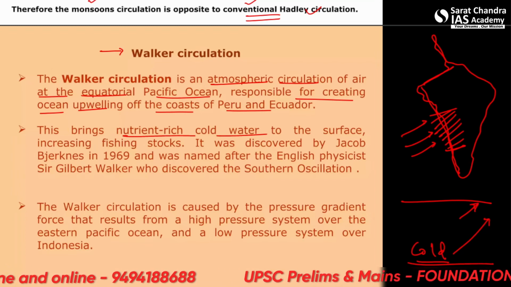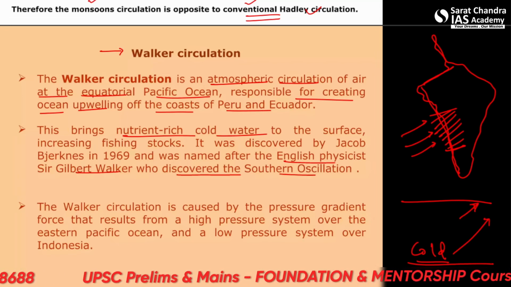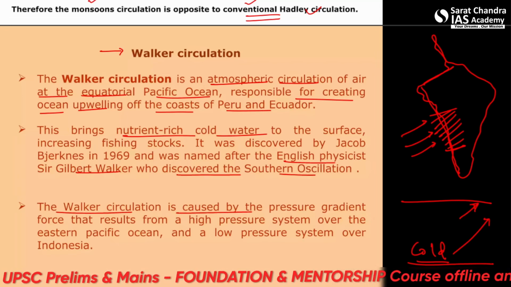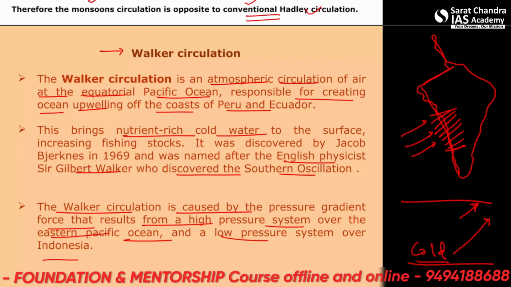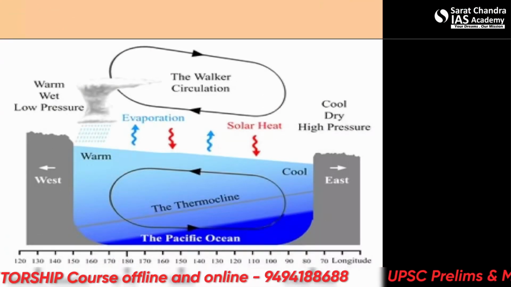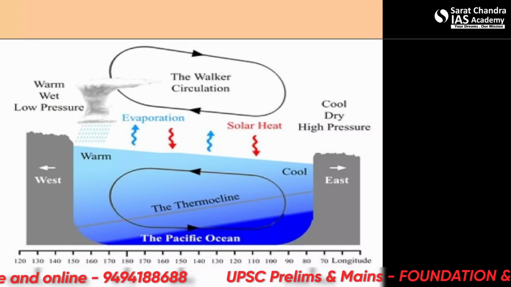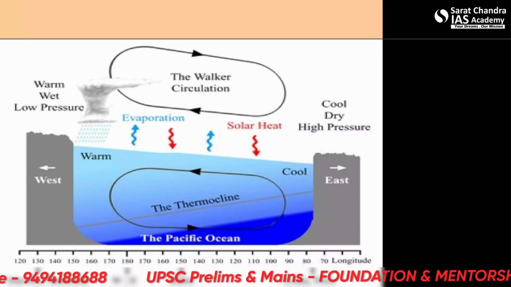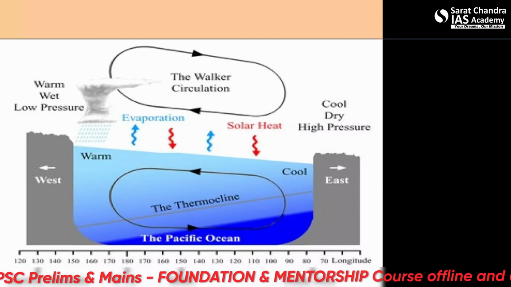It was discovered by Jacob Bjerknes and it was named after the English physicist Gilbert Walker, who discovered the southern oscillation. The Walker circulation is caused by the pressure gradient force that results from a high pressure system over the eastern Pacific Ocean, low pressure system over Indonesia. So what we can see here is that this whole temperature cycle also affects the monsoon in other countries. Just let's see this diagram here. So quickly seeing this, not very important, but it does affect Indian monsoon also.